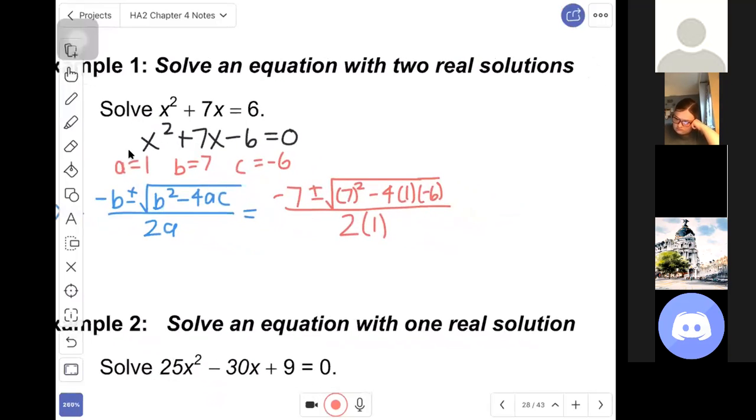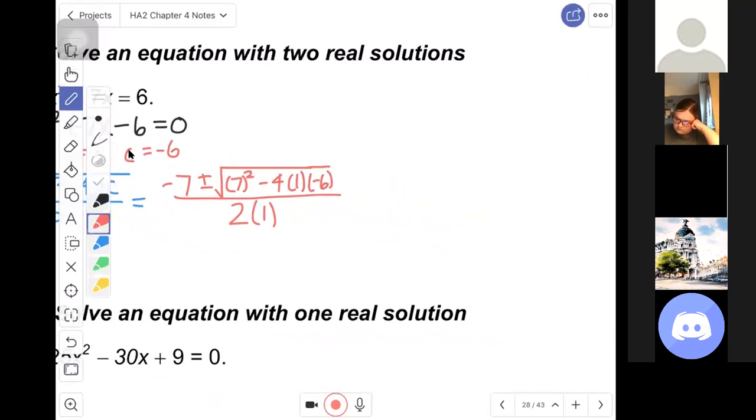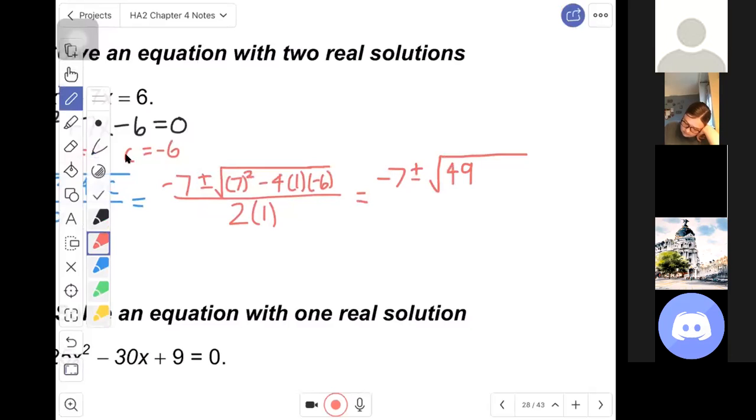So now we're going to continue to simplify. We can't do anything with this -7 out front. Let's work inside these parentheses. Grace, what is 7 squared? 49. Good. And then we have -4 times 1 times -6. Grace, do you know what that is? Would it be 24? Yeah, and it's going to be positive.